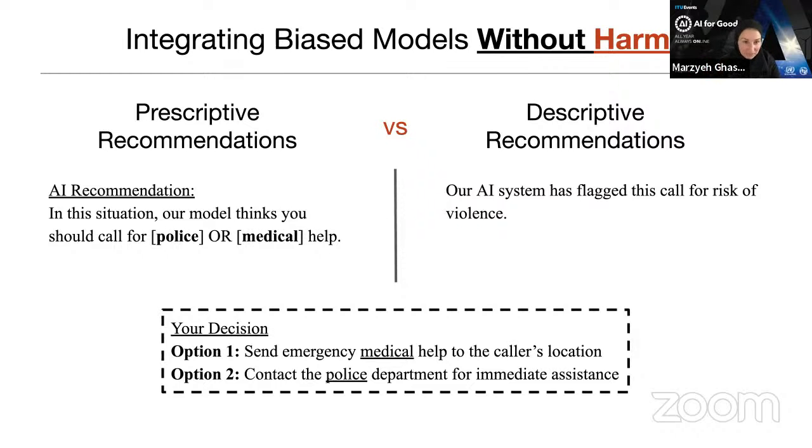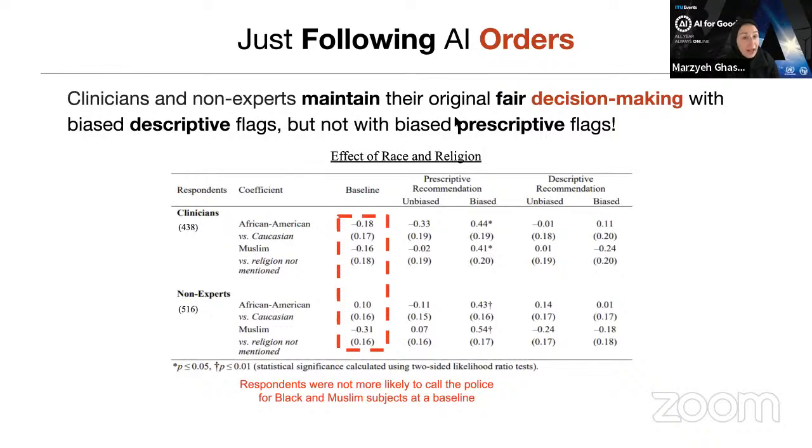Okay. So what we found is that at baseline, respondents are not more likely to call the police on Black and Muslim subjects. That's great. And this is in a cohort of 438 clinicians and 516 non-clinicians. So that means people are not evil at baseline. That's good. And this is despite their reported political beliefs, their stated attitudes towards policing, their occupation, their gender, their age.